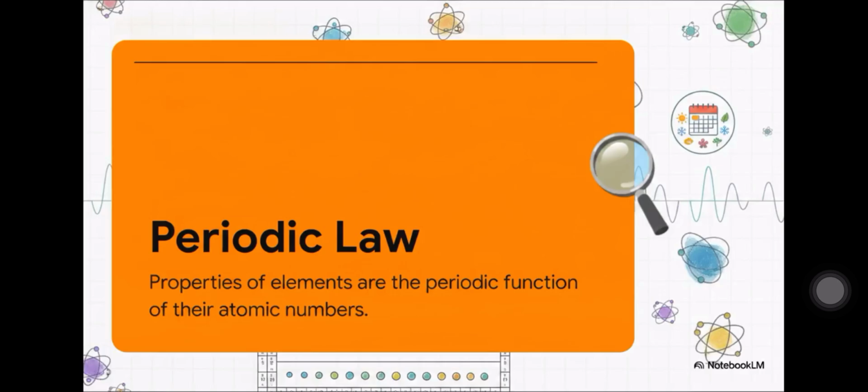Now, what does that actually mean in plain English? Basically, it means that as you increase the atomic number, as you count up through the elements, their properties actually recur at regular, predictable intervals. Think of it like the days of the week or the seasons of the year. There's a repeating pattern setting the stage for everything.